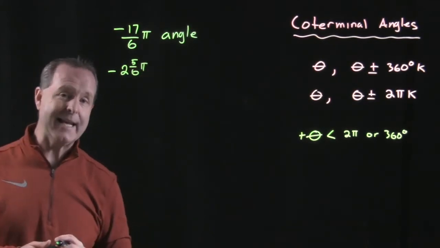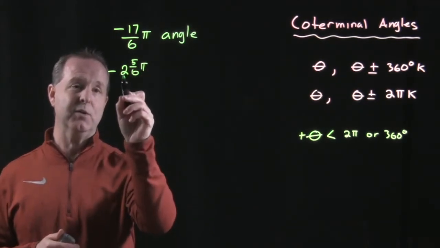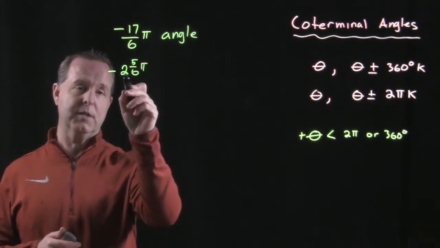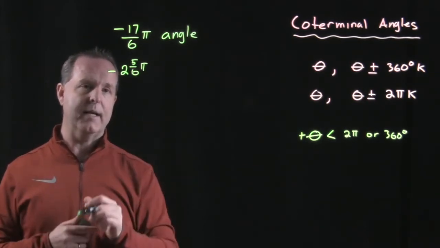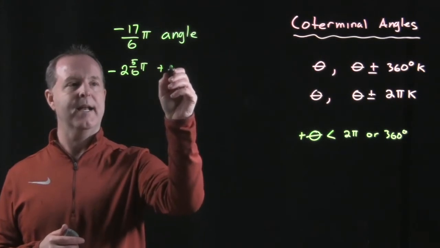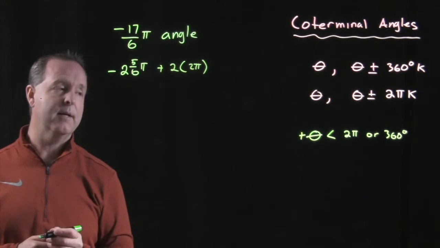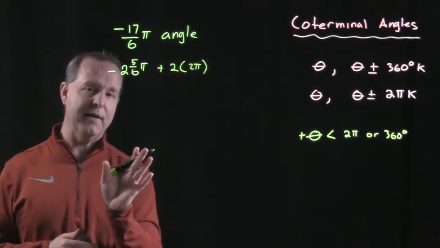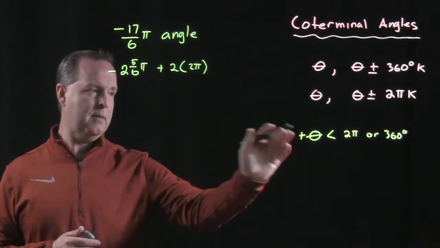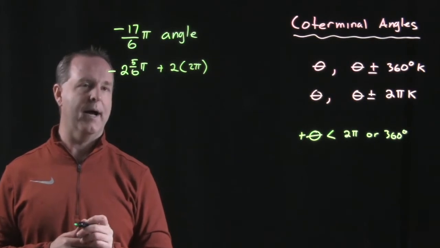So that 2 is an indicator to me that I need at least to have 2. So if I remove that multiple of 2, I'm still at a negative. So I need to add to this one. I need to add 2 sets of 2 pi to this particular problem in order for it to become just enough to get to the positive side of things, but not too heavy so it's not over 2 pi.